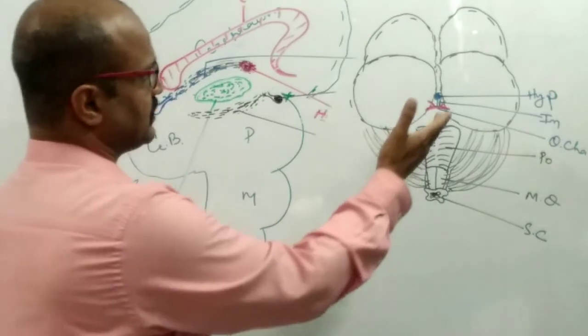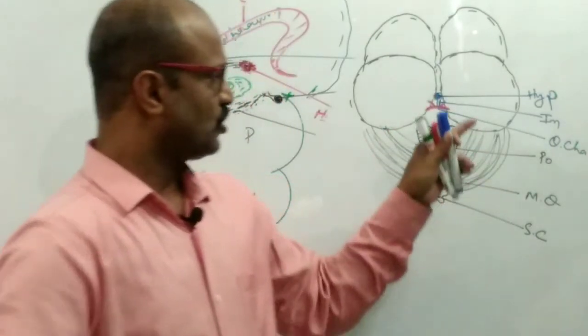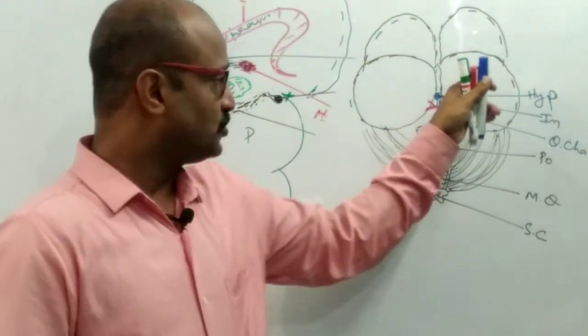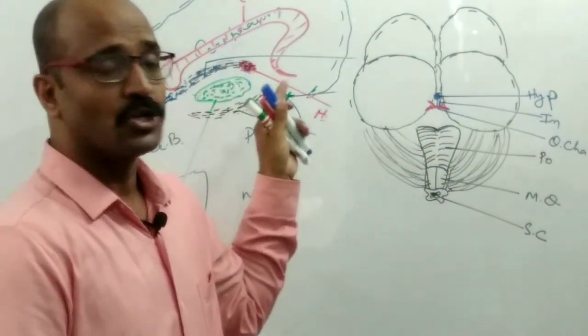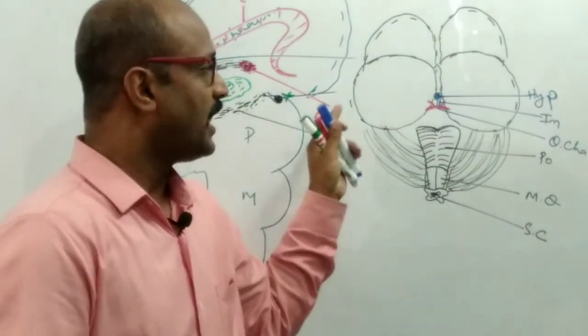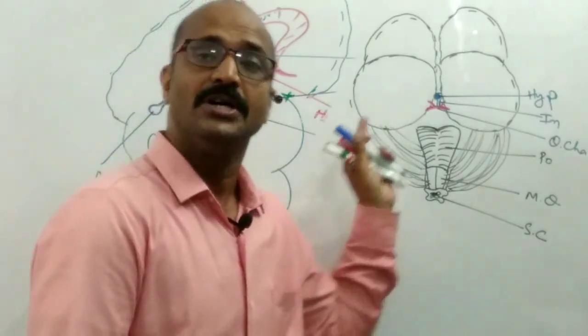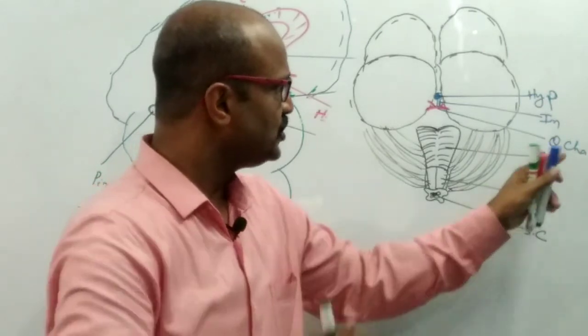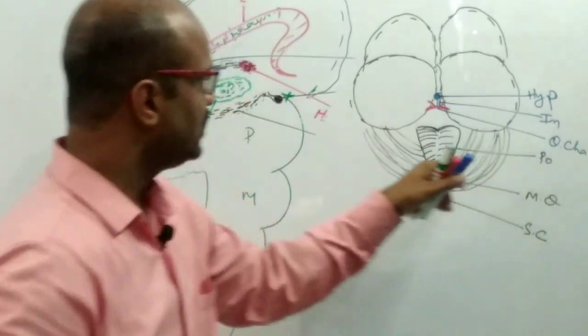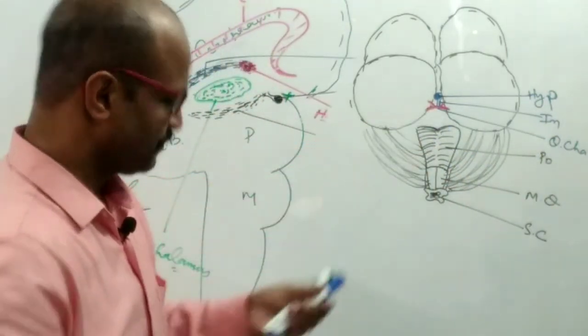The nerve which comes out from the right eye goes to the left side of the brain, and the nerve which comes out from the left eye goes to the right side of the brain. That's why it forms a cross, which is known as the optic chiasma. Now it is visible here.